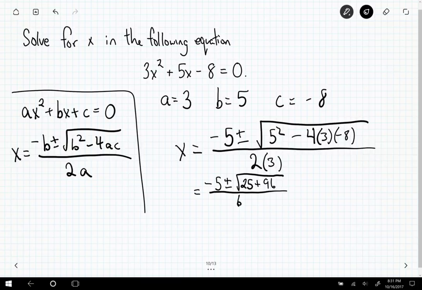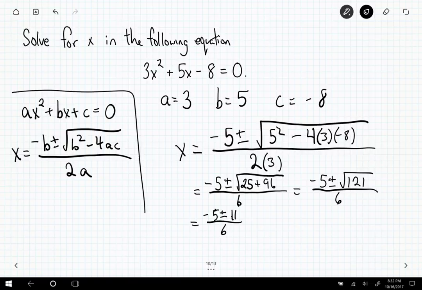Now let's see what happens. Well, if you notice, actually we get something that's pretty nice. Get negative 5 plus or minus. Well, wait a second. This is a square root of 121 divided by 6. Okay. So what's the square root of 121? That's just 11. So negative 5 plus or minus 11 divided by 6.